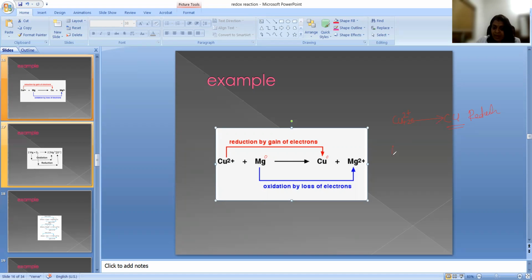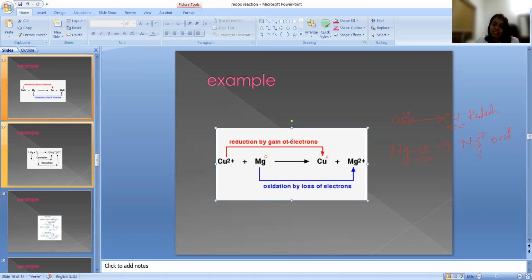If you see, Mg is converting into Mg2+. How does Mg become Mg2+? By the removal of two electrons only it is possible. So Mg will lose two electrons. Since it is removal of electrons, it is called oxidation. Okay. So this is oxidation, this is reduction.